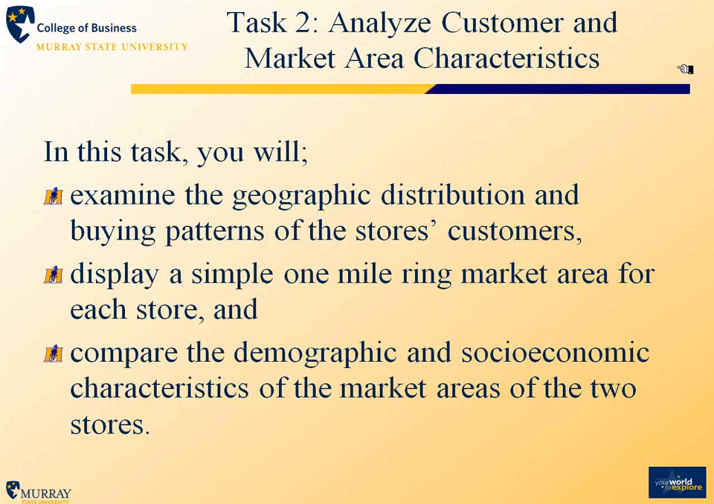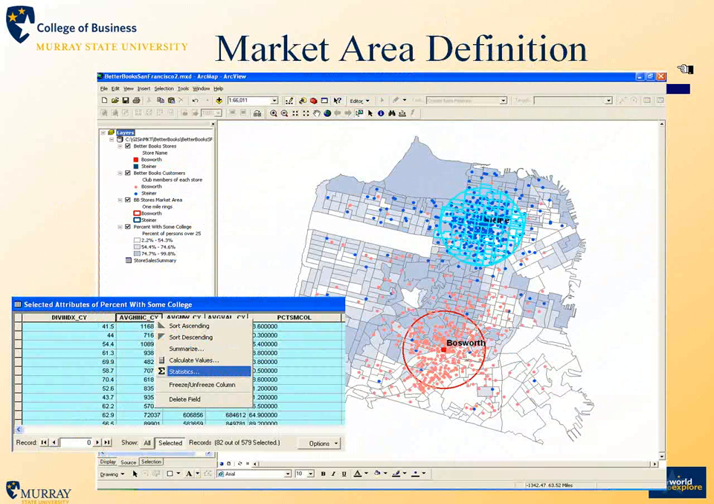In task 2, you'll analyze the specific customer characteristics of market areas in the stores by looking at the distribution of buying patterns of customers in the store, developing a simple ring for each store and looking at the demographic and socioeconomic characteristics of the people who live within those 1-mile rings of the 2 stores.